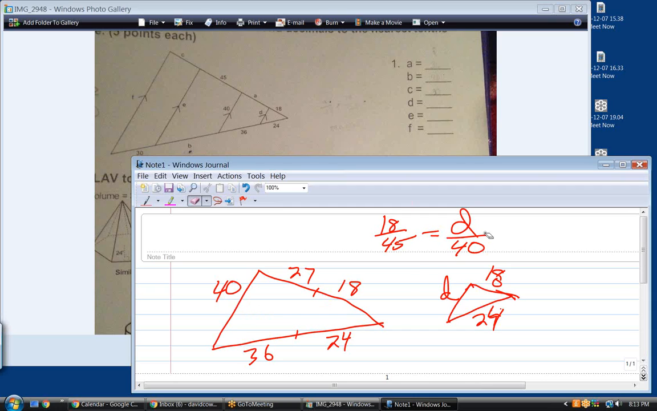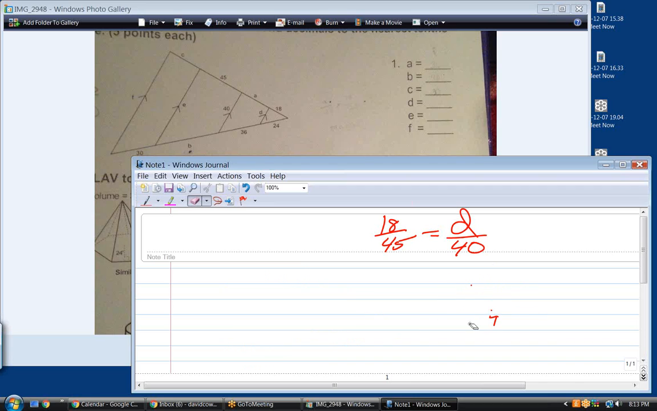Okay. Now, how do I solve that? You cross multiply. No. That's what everybody does. Notice what cross multiplication is. Cross multiplication is multiplying both sides by 40 and multiplying both sides by 45. Okay? So I would get this.